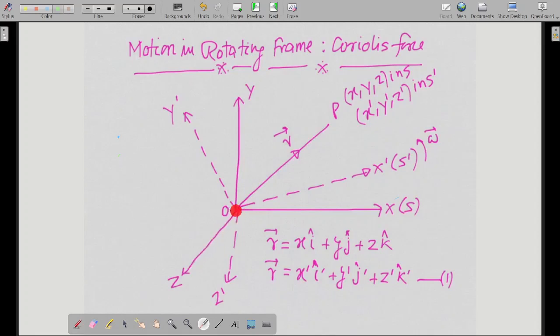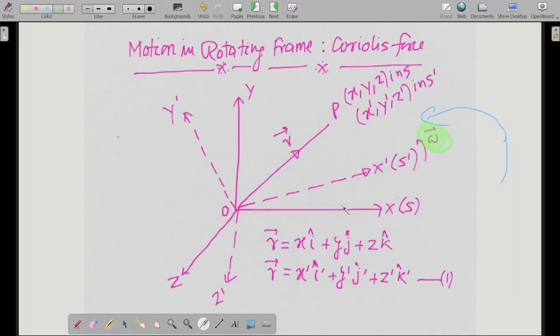About this z axis, which is coming out of the plane, the x prime, y prime frame, that is the S prime frame, is rotating with an angular velocity omega. In which direction? This is the direction of rotation, that is anti-clockwise. Now whenever the direction of rotation is anti-clockwise, what is the direction of this omega vector?